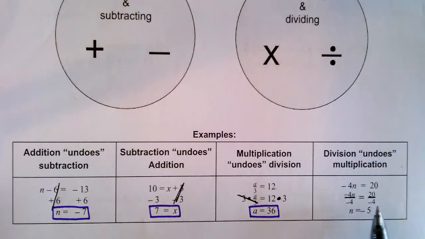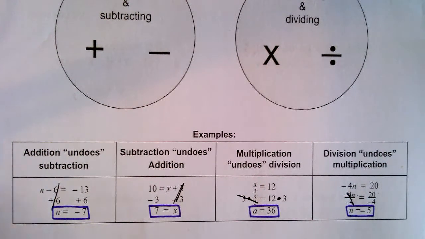So you divide both sides by negative 4. So these cancel, which is why we do our inverse operations to have them cancel. That leaves us with an n. And over here, you have to do 20 divided by 4, and that gives you negative 5. N is now isolated. It's the only thing on that side of the equation, so we are done.